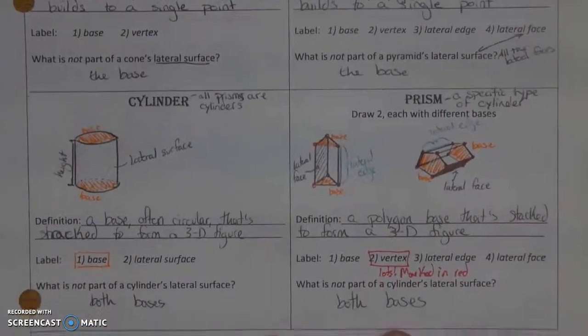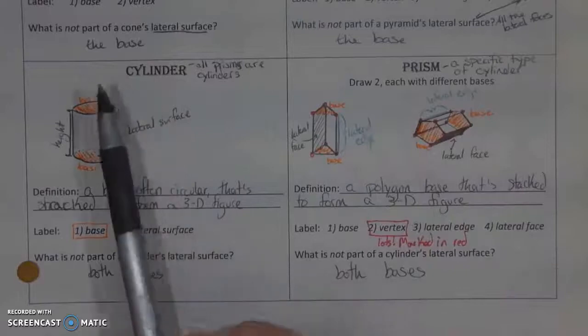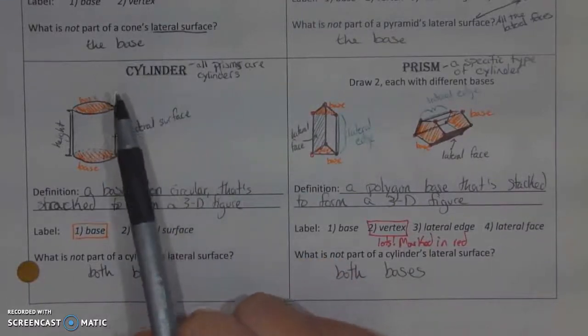Moving on to our next terms, we've got cylinders versus prisms. Now, cylinders and prisms have a lot in common with cones and pyramids. And the first thing that they have in common is that a prism is a specific type of cylinder. So when we're talking about cylinder, we're really talking about a broad category here.